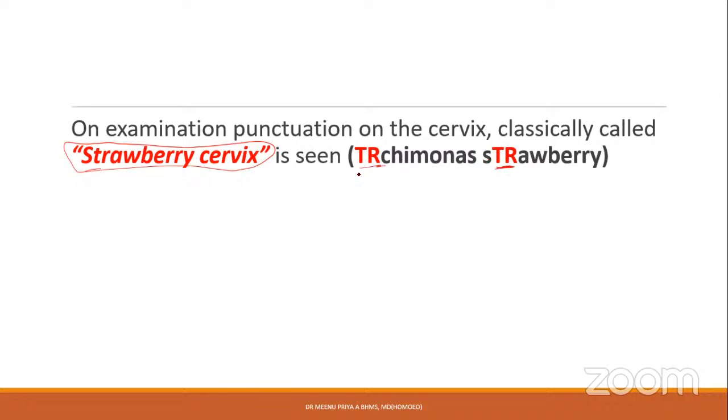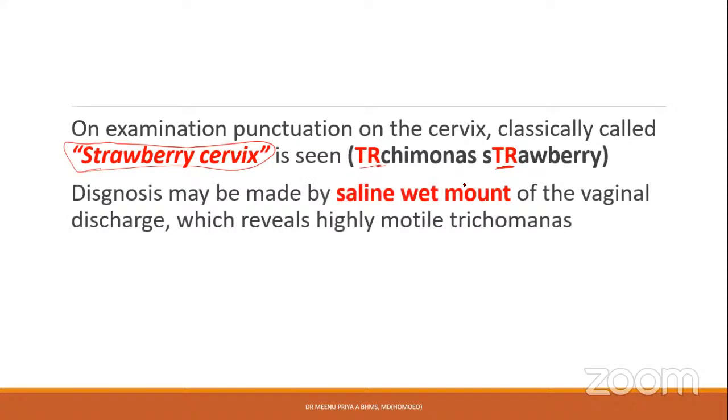So TR, Trichomonas, strawberry. Strawberry cervix is seen in Trichomonas vaginalis, just remember. Diagnosis may be made by saline wet mount of the vaginal discharge, which reveals highly motile Trichomonas. So the first sentence that we read about Trichomonas was that it is motile. If that is seen in the wet mount, it is diagnostic.